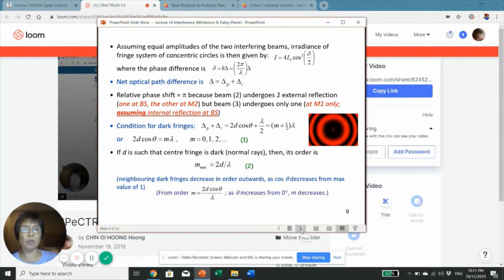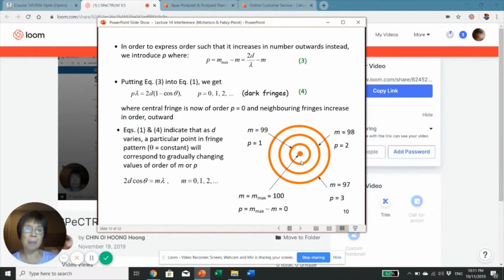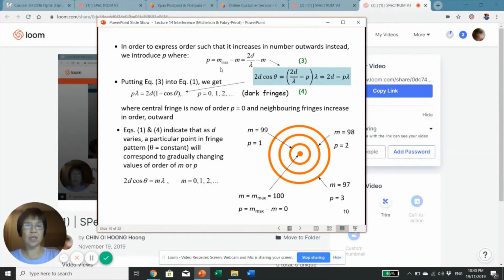So, well, we would prefer that at the center, m is equal to 0. So we just do a simple mathematical expression here. We have a maximum number minus m. So if that m is also a maximum number, then p equals 0. So that would represent the center dark fringe here. So what we do is to take the maximum m minus m here.